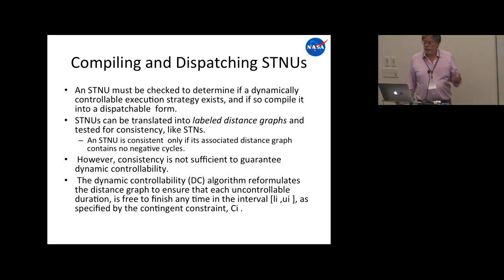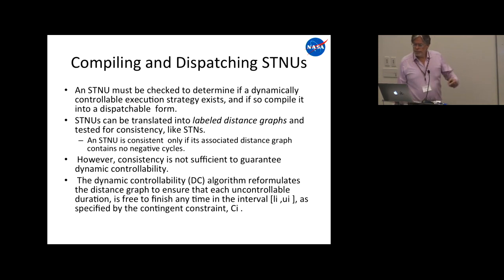So an STNU must be checked to determine if a dynamically controllable execution strategy exists, and then compiled into a dispatchable form. To do this, remember we took STNs and translated them into distance graphs. We're going to do somewhat the same thing, but they're going to be called labeled distance graphs instead of just distance graphs.